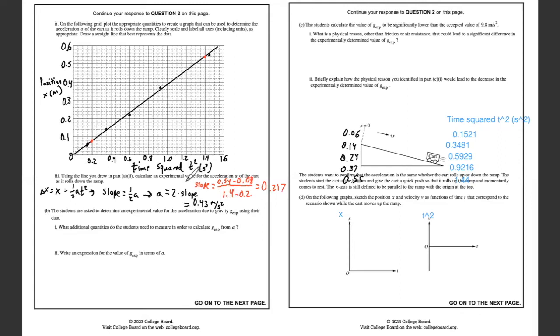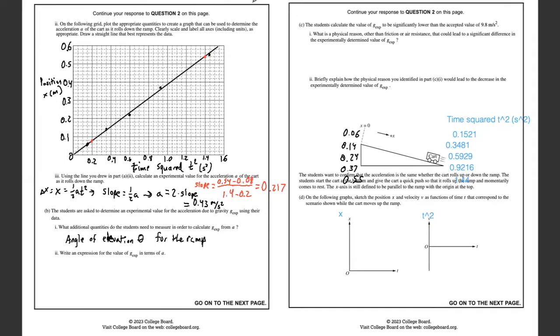As soon as asked to determine an experimental value for the acceleration due to gravity, well, we know that without friction, the acceleration down a ramp should be g sine theta. So the other additional quantity that we need is the angle of elevation theta for the ramp. That's actually all we need. Once we have that, we could say 0.43 is equal to g sine theta, and then we could calculate g.